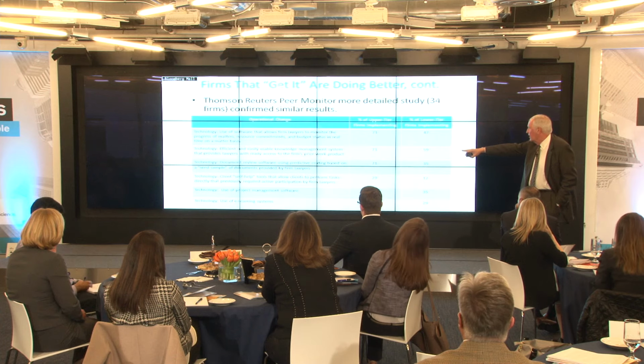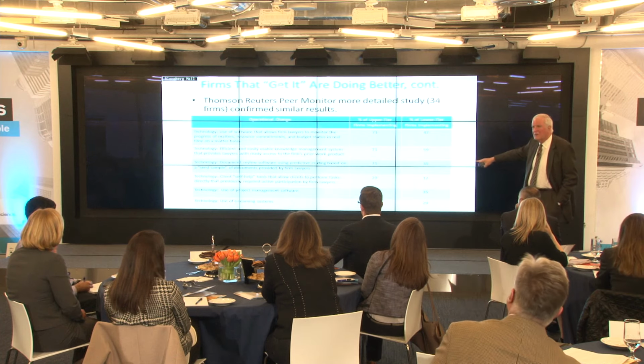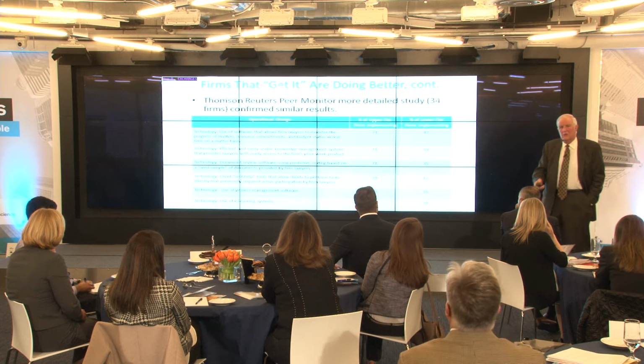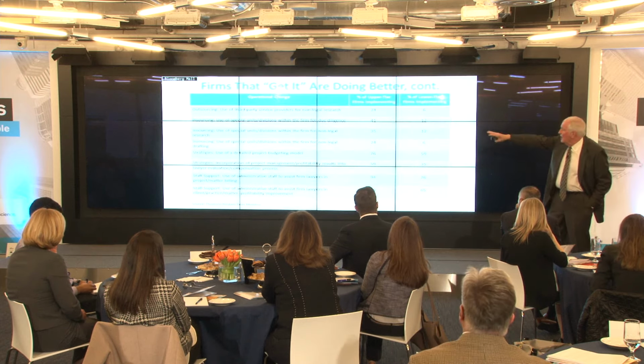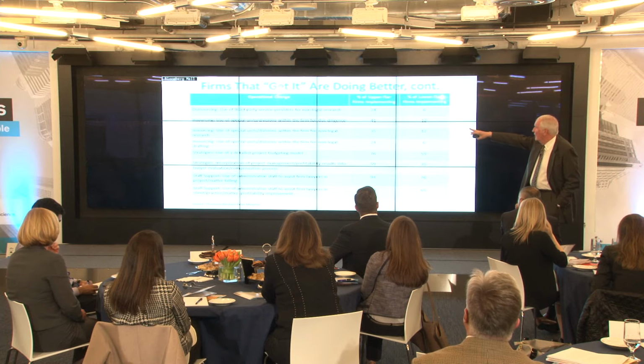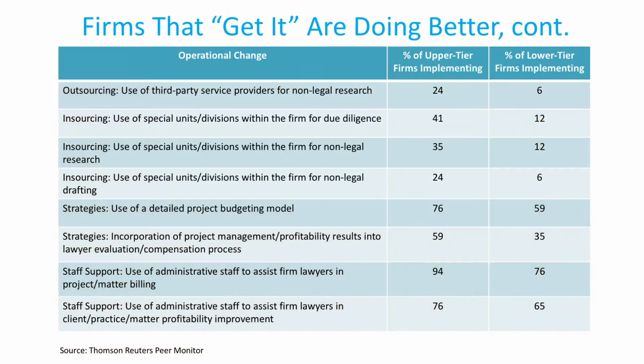Use of project management software, 53% versus 35%. And so it went, all right? On outsourcing, use of third-party service providers for non-legal research, 24% versus 6%. You can look at them yourself. I'll provide these slides after.